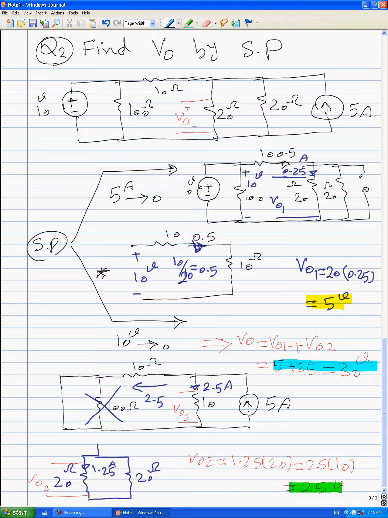And an important key, again: this 20 and this 20 are parallel. That's why we can calculate the voltage across this 20, or the voltage across this 20, or the voltage across the equivalent of 20 and 20, which is 10. That's why in part 2 we can use 20 times 1.25 or 10 times 2.5.